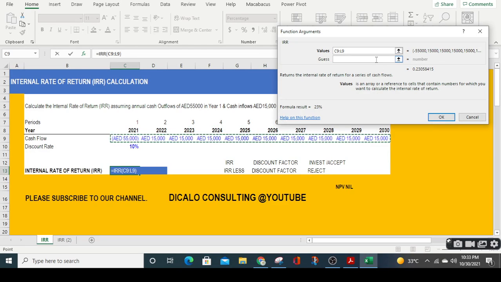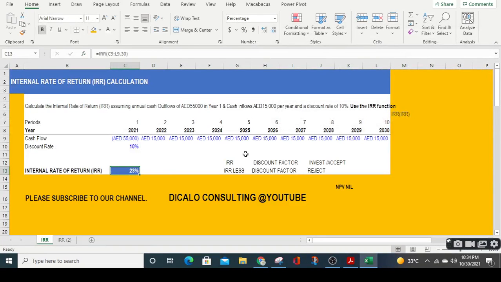And then you incorporate the guess. Like I've said, you are guessing this rate of return because you don't know. You're trying to guess what is the rate of return at which, if we invest in this project, we are going to be neither making a profit nor making a loss. So let's assume that we incorporate 30 here. Automatically, realize that we still have the same internal rate of return.